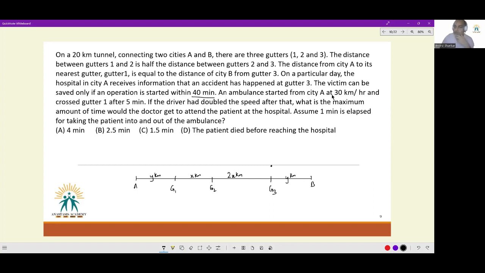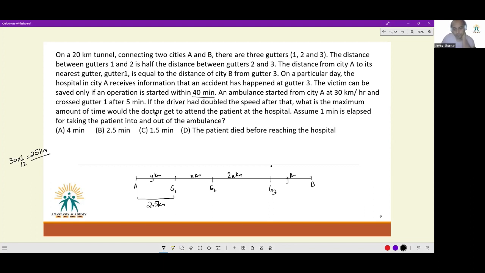An ambulance started from city A at 30 kilometers per hour and crossed gutter 1 after 5 minutes. At 30 kilometers per hour, if you have crossed gutter 1 after 5 minutes, it means 30 into 1 by 12. This distance here is actually 2.5 kilometers. 5 minutes is 1 by 12 of an hour. It is 2.5 kilometers. Okay.